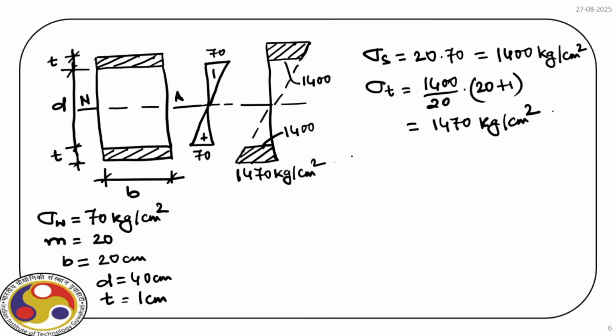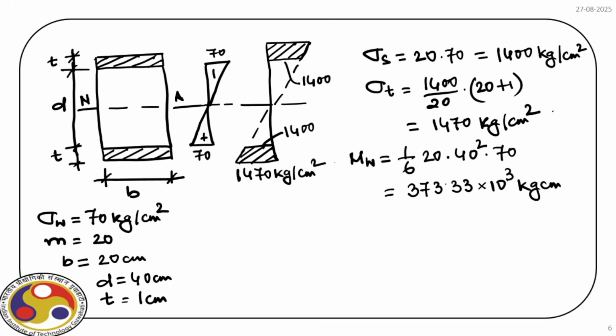Now, our objective is to find out the moment of resistance of the cross section. So again, we start with the central part made of wood, and for that we have 1/6 B, which is 20 times D, which is 40, so BD square times sigma W, which is 70. And this again is 373.33 kg centimeter.